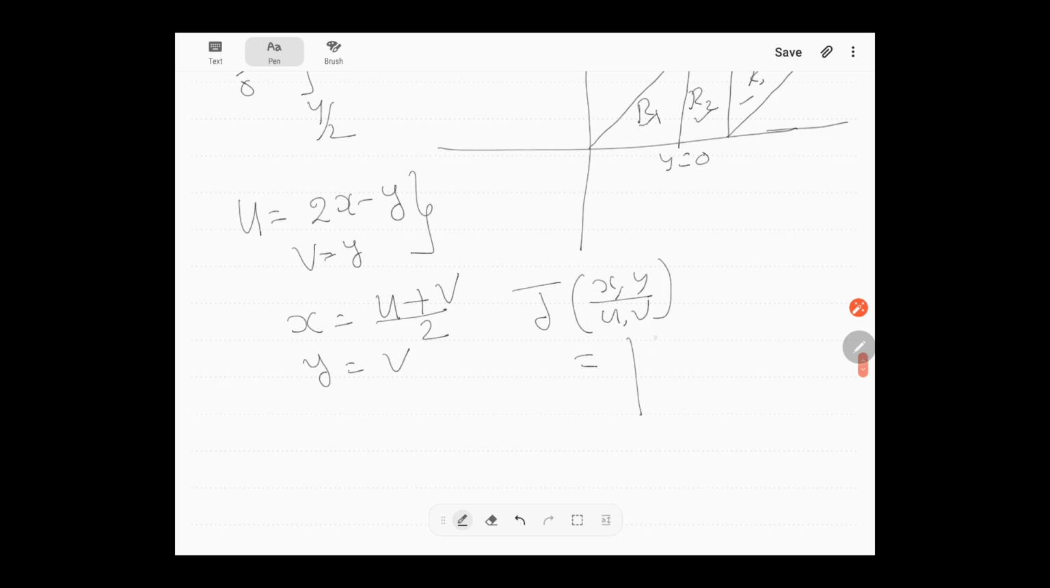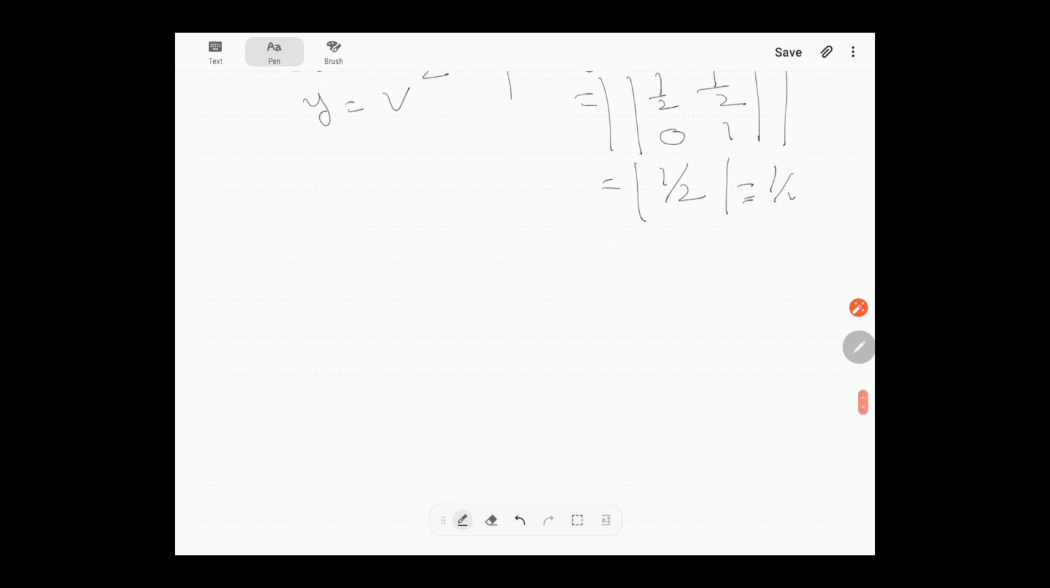Dou x by dou u is half. Dou x by dou v is another half. Dou y by dou u is 0, dou y by dou v is 1, and if I evaluate, this is half. Even if in some cases you get a negative value here, while using it we need to take only the positive value. Of course, here we get half. This is the Jacobian.